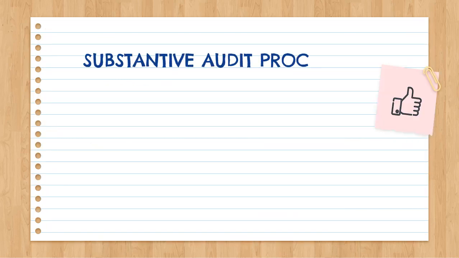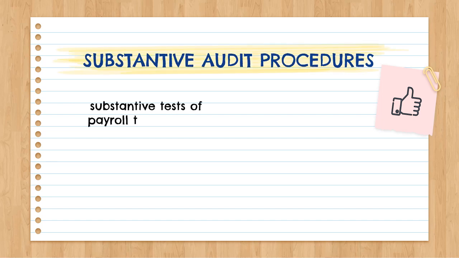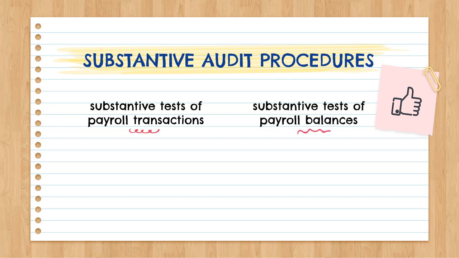Substantive audit procedures for payroll are made up of substantive tests of payroll transactions and substantive tests of payroll balances, including analytical review procedures. Substantive tests of payroll transactions are performed if a review of the preliminary assessment of control risk is high, and it is quite common for auditors to perform some substantive tests of payroll transactions at the same time as tests of control.